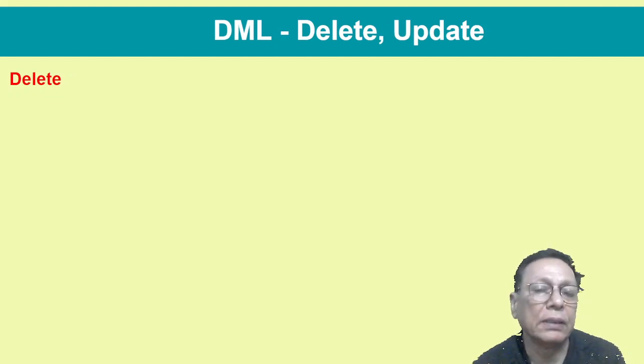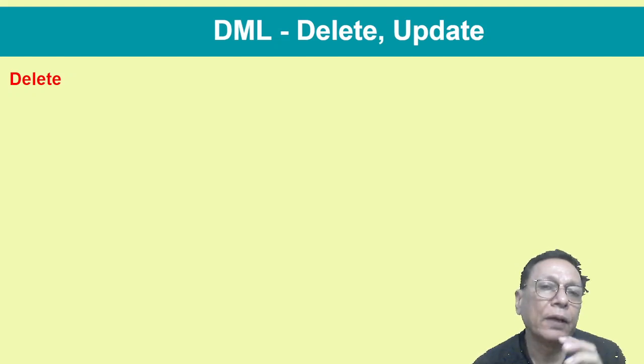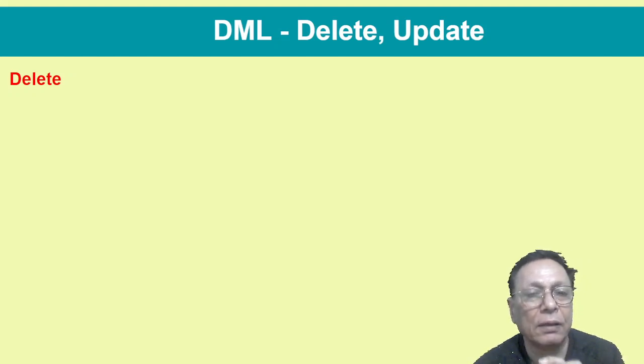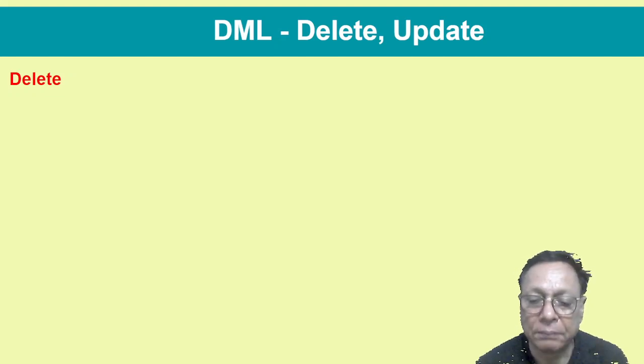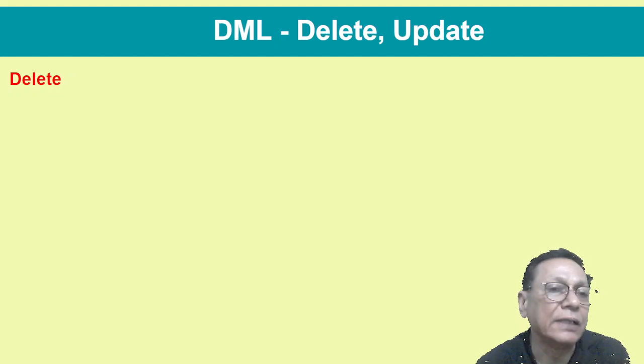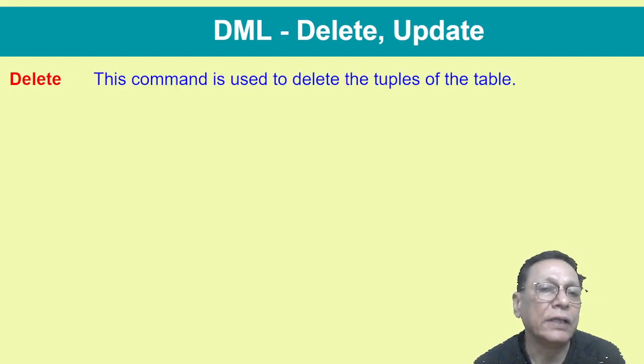The drop command deals with DDL, meaning the structure of the table and the structure of the database, whereas delete deals with the records of the table, meaning the content of the table. So here we are going to deal with DMLs, data manipulation language. Both of these commands deal with the content of the table. So first we discuss delete.